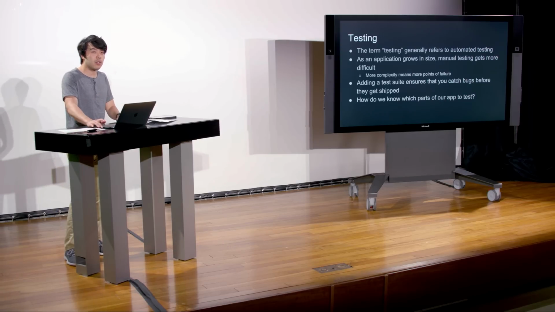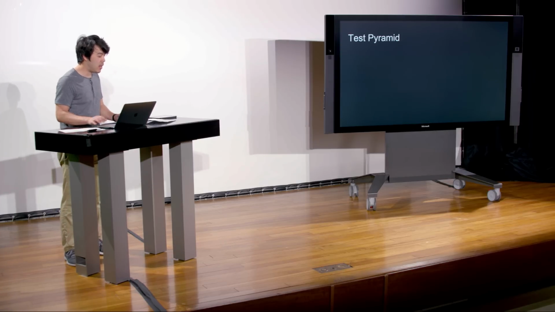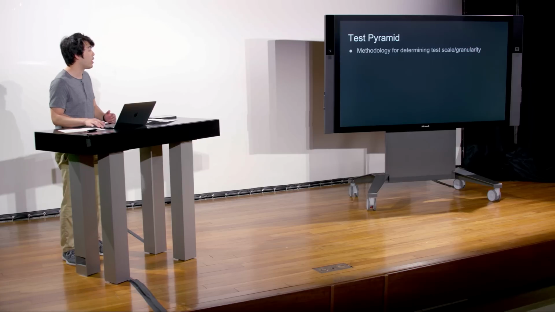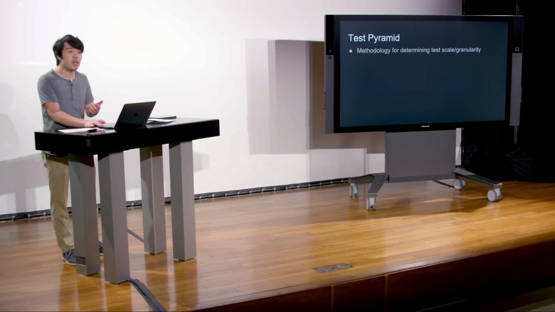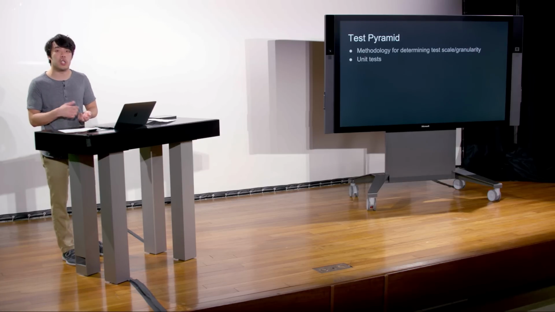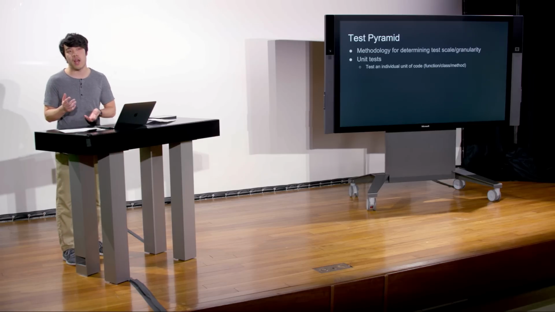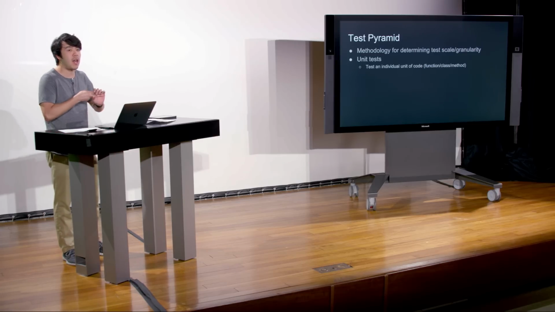There's this theoretical structure called the test pyramid, and that determines a methodology for determining test scale or granularity. So at the very bottom of the pyramid is what's called a unit test, and this tests an individual unit of code, and generally that's either a function or a class or a method. Then you have integration or service tests, which allow you to test the integration of multiple of these pieces of code and how they work together.